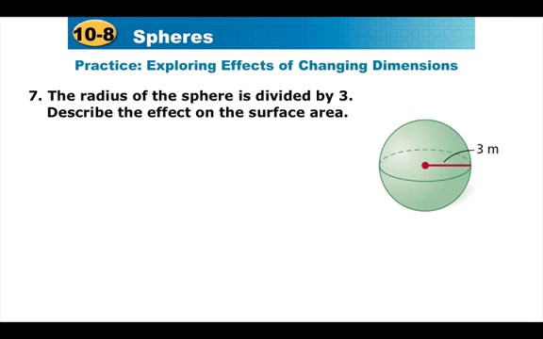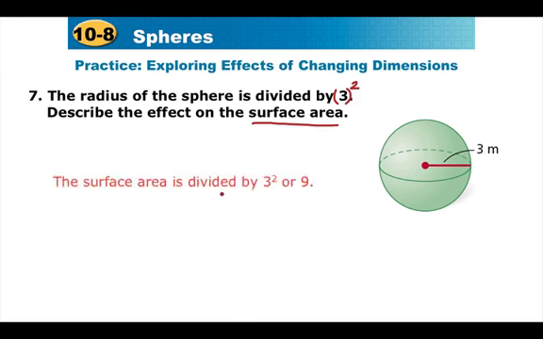This is to a degree similar to number 6, but now you need to describe the effect on the surface area. Remember, this is area, so you're going to take this number and then you're going to square it, since we're dealing with area. So the answer to number 7 is the surface area is divided by 3 squared, or by 9, because you're dividing the radius of the sphere by 3. So you divide by 9. Let's go to the next slide.